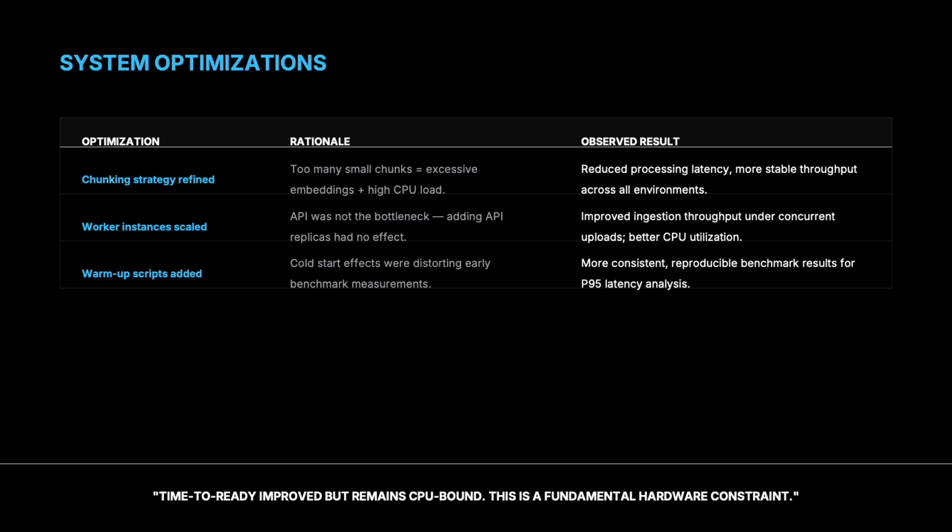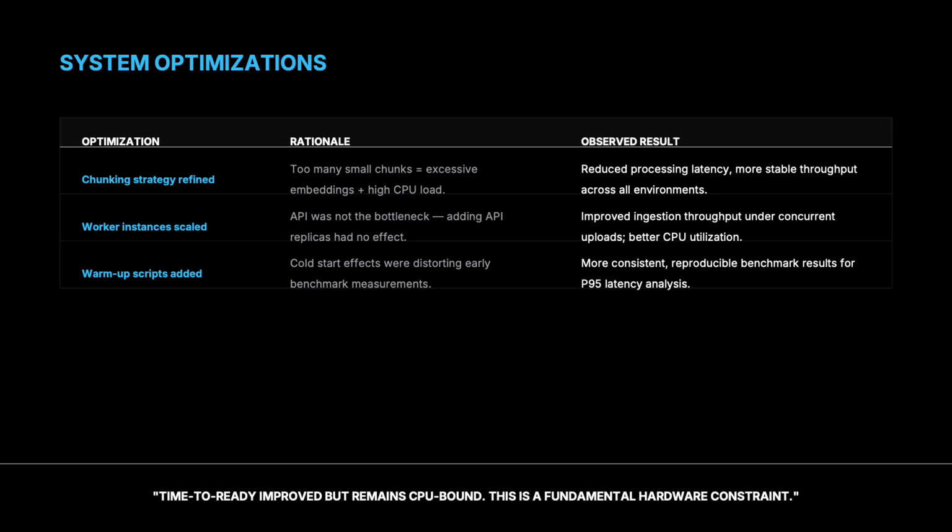Second, we focused on scaling workers. Since our analysis showed the API was not the bottleneck, adding more API replicas had little impact. Instead, we scaled worker instances, which improved ingestion throughput under concurrent uploads and allowed for better utilization of available CPU resources.